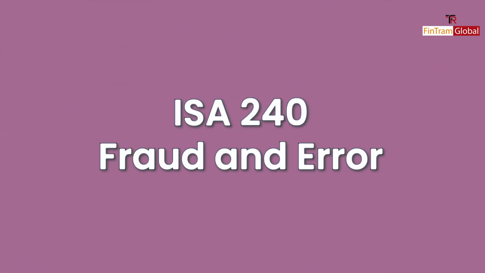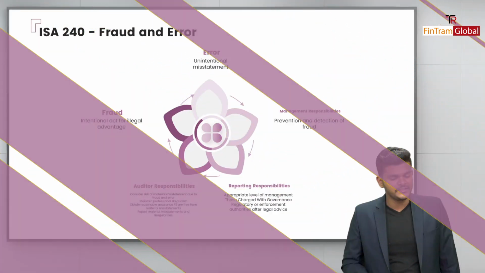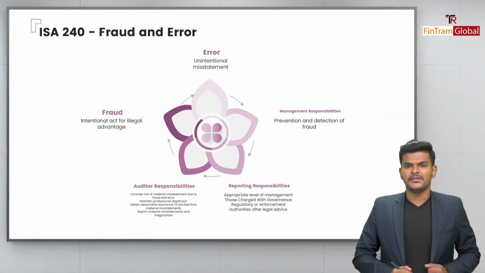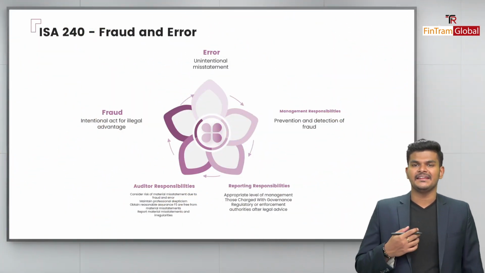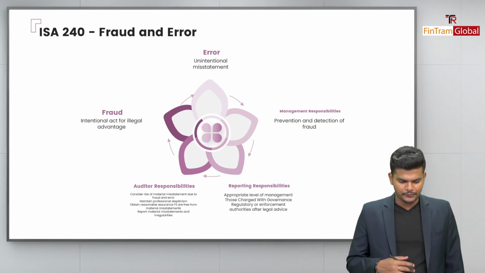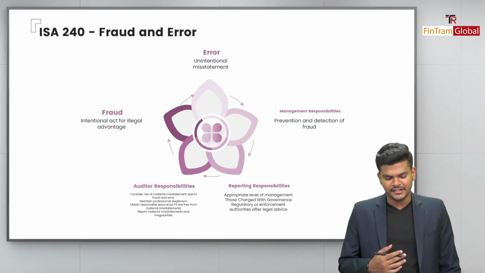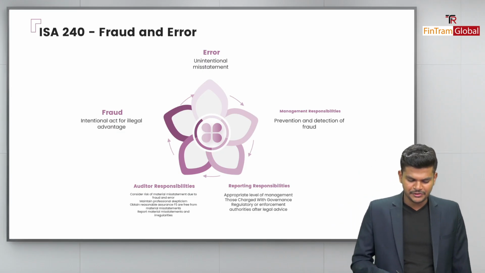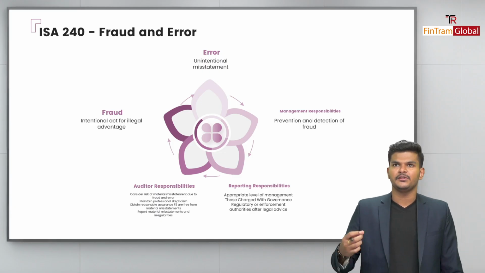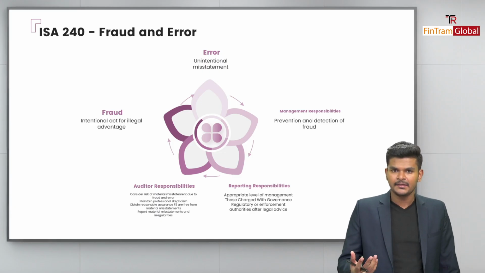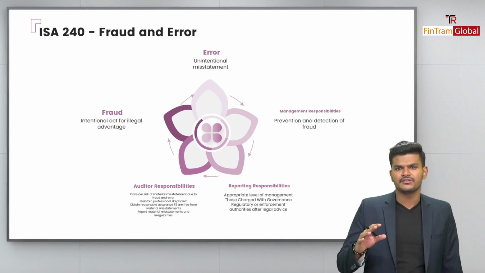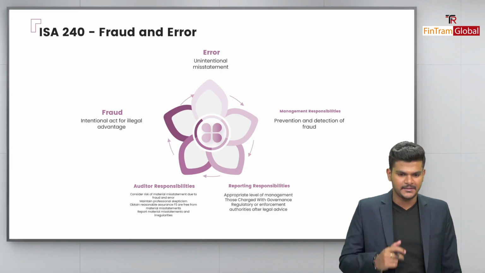Now, moving on to the next one. ISA 240, fraud and error. So we know what fraud is. Fraud is something that happens intentionally, whereas error is unintentional misstatements. And there's also a term called irregularity. It's basically when you point out an error but the management is not making any change, so there might be something fishy with it. Okay, folks, so that's basically the idea.